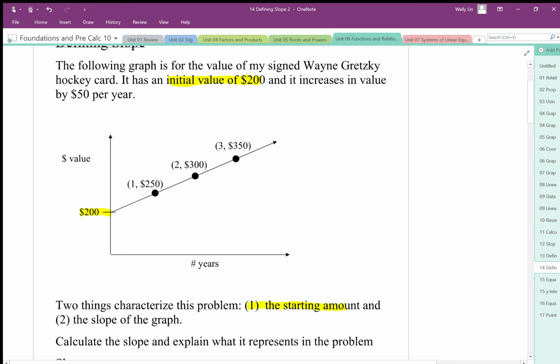And the second thing that characterizes this problem is the increase per year, or the slope. Okay, so the slope is what characterizes this problem. And in a linear relation, we talked about this previously, any linear pattern or any line in space is defined by the angle or slope and the position of this line. And we can use this as a reference position. So the starting amount can be our reference position.